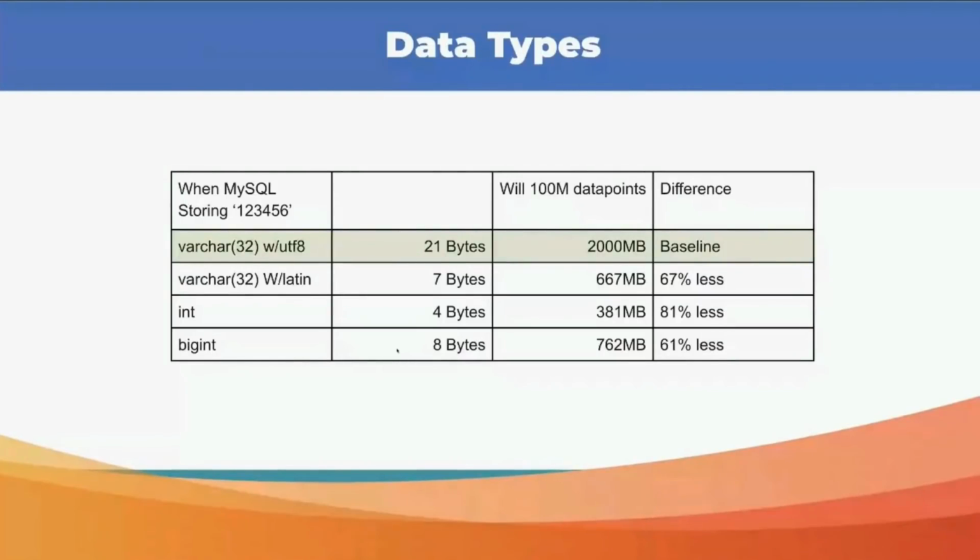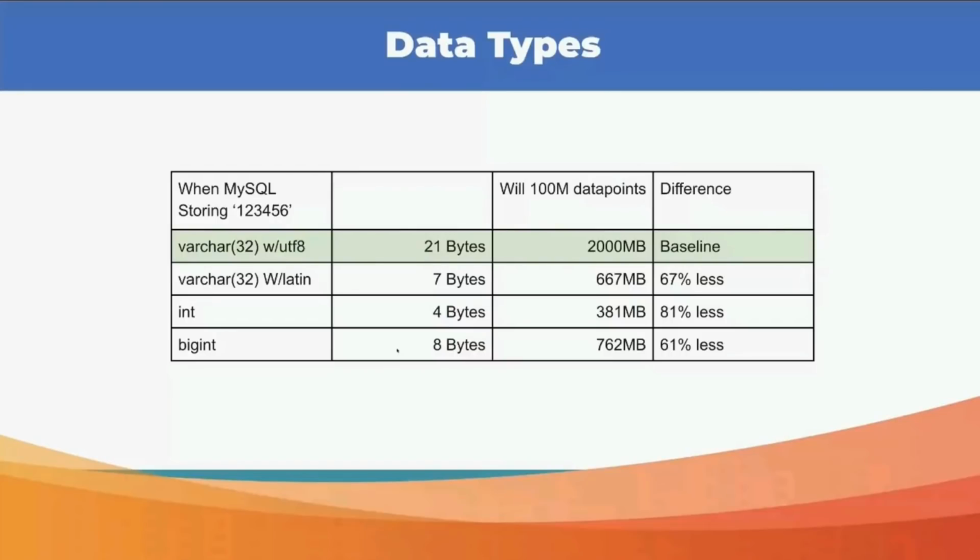Now that could be a number or it could be a string. If you take a look here, we've stored it as a varchar 32 with a UTF-8. We've stored it as a varchar 32 with a Latin. These are all MySQL for this example, and we've stored it as an int and a big int. You can see that each of these fields will take 21 bytes, 7 bytes, 4 bytes, 8 bytes. But you see the difference, right? If you were to store this as a varchar 32 in a UTF-8, it's almost 2 gigs worth of data, whereas the int is 381 megs.